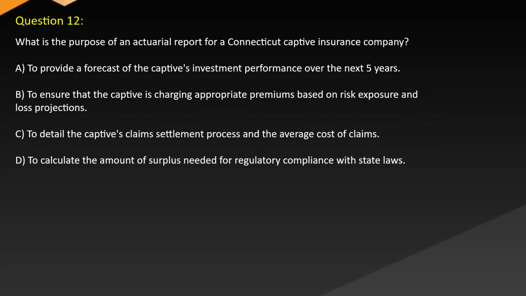Question 12. What is the purpose of an actuarial report for a Connecticut captive insurance company? A. To provide a forecast of the captive's investment performance over the next 5 years. B. To ensure that the captive is charging appropriate premiums based on risk exposure and loss projections. C. To detail the captive's claims settlement process and the average cost of claims. D. To calculate the amount of surplus needed for regulatory compliance with state laws.